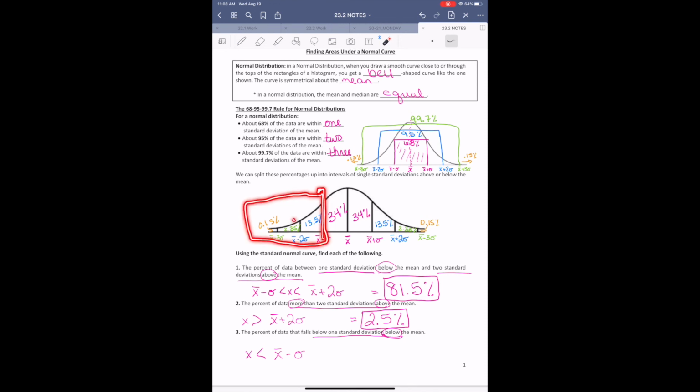13.5% plus 2.35% plus 0.15%, and you get a total of 16% of our data being more than one standard deviation below the mean.